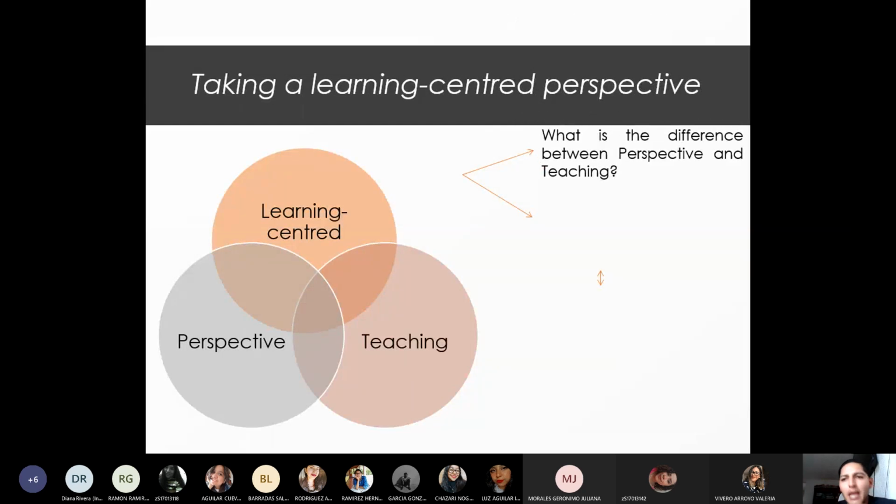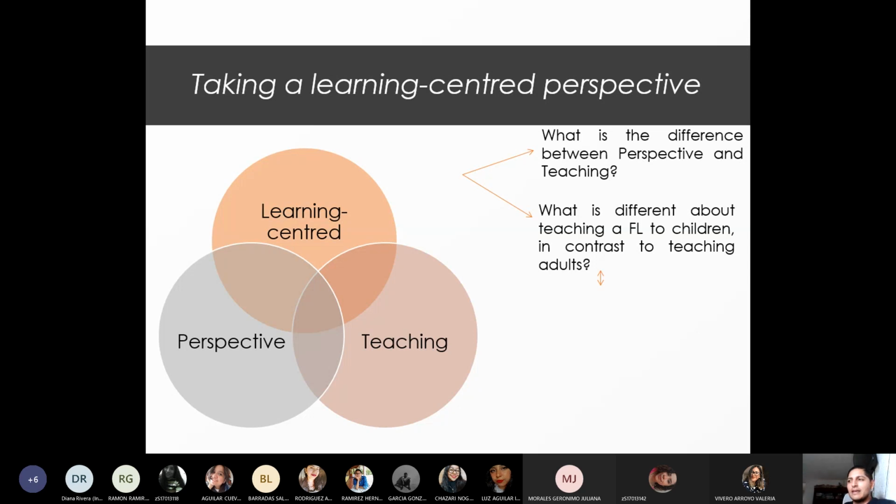Well, with Cameron and Pinter, we also took a look at the differences between a perspective and teaching. What was the difference? Well, it's not the same to center your teaching on learners as to have a perspective on learning centered on students. This is very straightforward, very easy. And Pinter and Cameron both summarize it in a couple of words, and they say, be careful, okay?